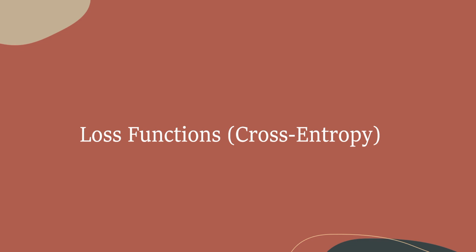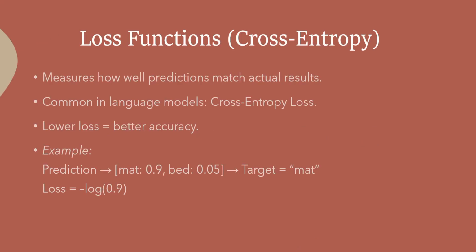What are loss functions and cross-entropy? To train the model, we need to measure how well the predictions match the correct answer. This is done using loss functions. For language models, the most common one is cross-entropy loss. It measures the difference between the predicted probability distribution and the actual correct word. The model tries to minimize the loss by adjusting the parameters through backpropagation.